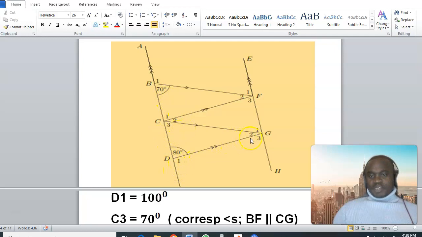D1 is not corresponding to C3. D1 is a co-interior angle. We'll talk about that later. But for now, let's look at C3. C3 is corresponding to 70 because CG is parallel to BF. In other words, BF is parallel to CG. So they are corresponding angles.